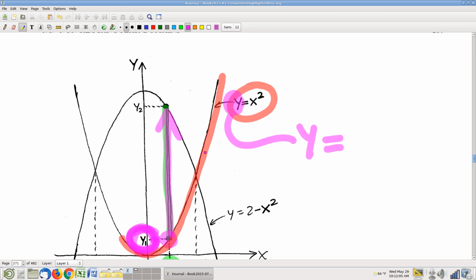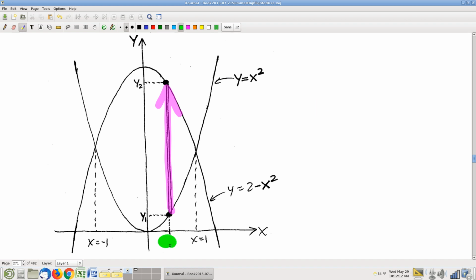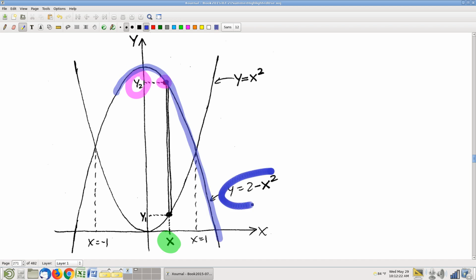Same game for the upper bound for y. So again, as y varies, for this fixed value of x, x is still fixed. The upper bound for y is based off of that point. That point is on that curve. That curve has that equation.